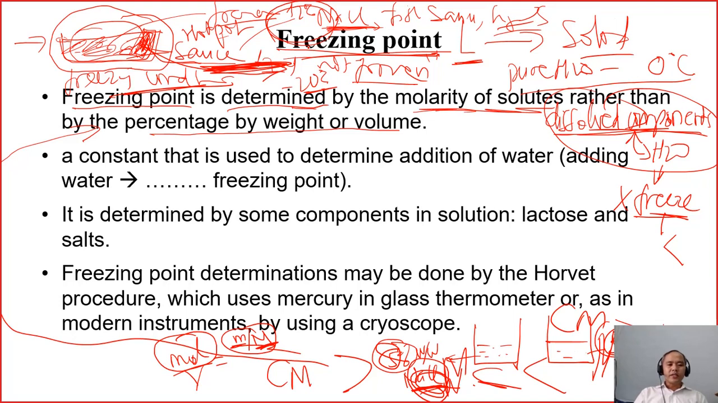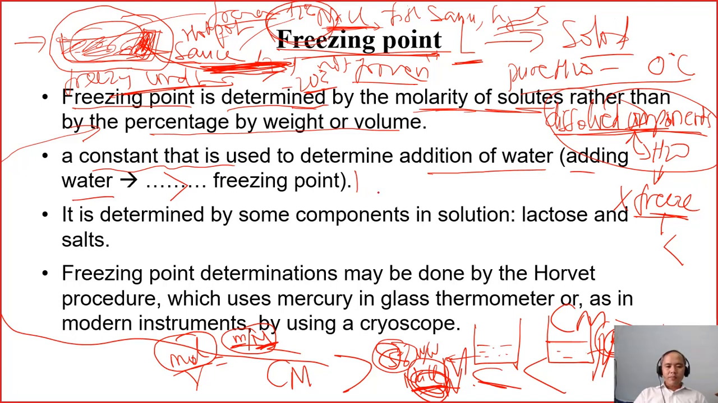They can use this as a constant to determine if water has been added into milk, or if the milk is okay. Because if the farmer adds water into milk, then we will have a higher freezing point. The freezing point will go up toward 0.